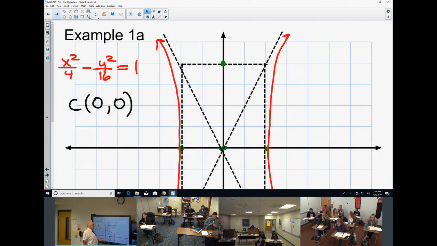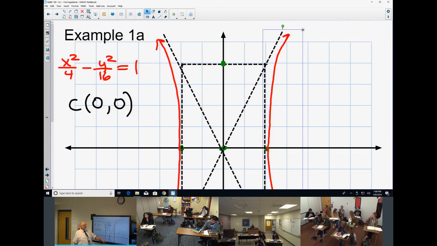So the way that we actually graph it, we use this box in the middle to help us. Let me explain where this comes from. First of all, once we identify the center is 0, 0, then just like the ellipse, we use the numbers underneath to tell us how far to go left and right and up and down. So the square root of 4 is 2, so we go left and right 2, and we draw our little points there. Square root of 16 is 4, so we go up and down 4.